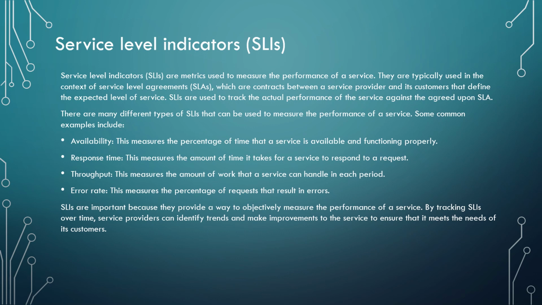SLAs are used to track the actual performance of the service against the agreed upon SLA. There are different types of SLIs that can be used to measure performance of a service. Common examples are availability, response time, throughput, error rate. SLIs are important because they provide a way to objectively measure the performance of a service. By tracking SLI over time, service providers can identify trends and make improvements to the service to ensure that it meets the needs of its customer.